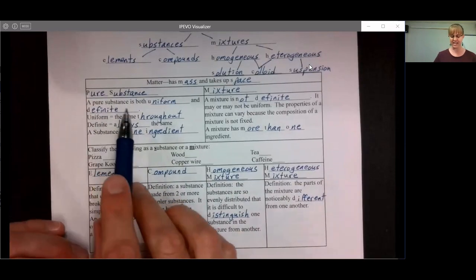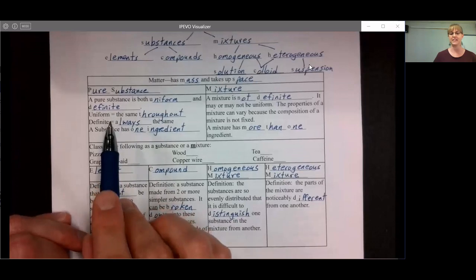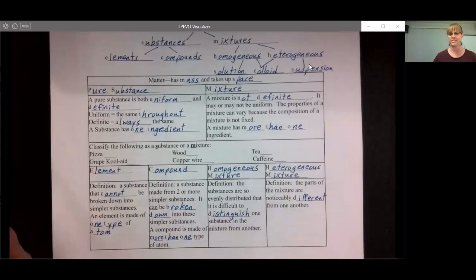First of all, let's investigate a pure substance. A pure substance is both uniform and definite. Okay, what does that mean? Uniform means it's the same throughout. In other words, for example, if you have a cup of coffee, the first sip of coffee should taste about the same as the last sip of coffee if you have a well stirred up good cup of coffee. So that would be uniform.